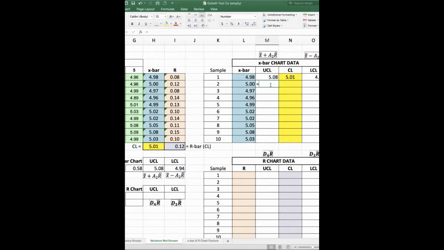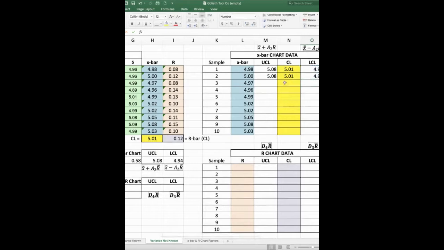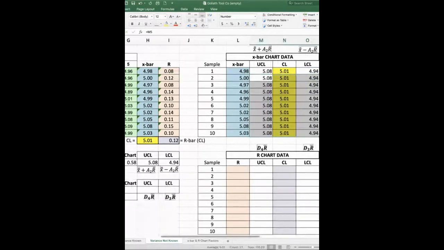And then in this cell, we want to copy exactly what's above it. In this cell, we want to copy exactly what's above it. And in this cell, we want to copy exactly what's above it. Enter, and highlight that. And now we've got all the data. We're ready to build our control chart.